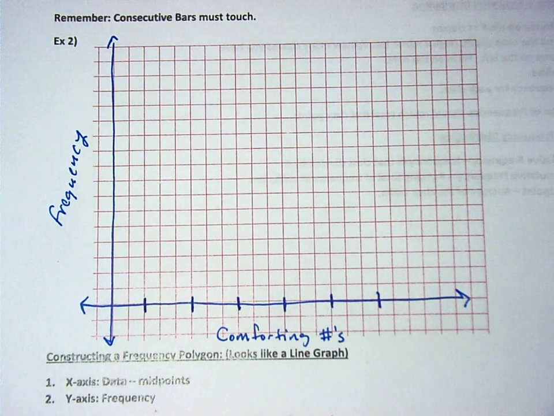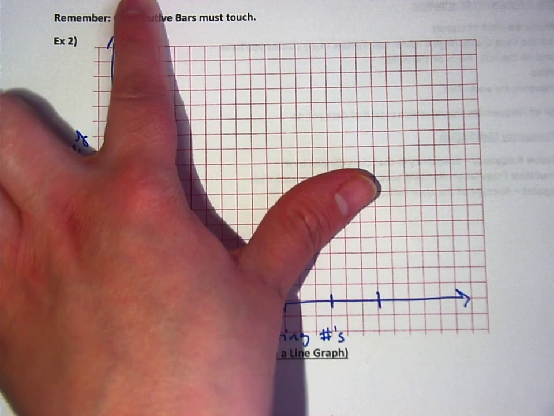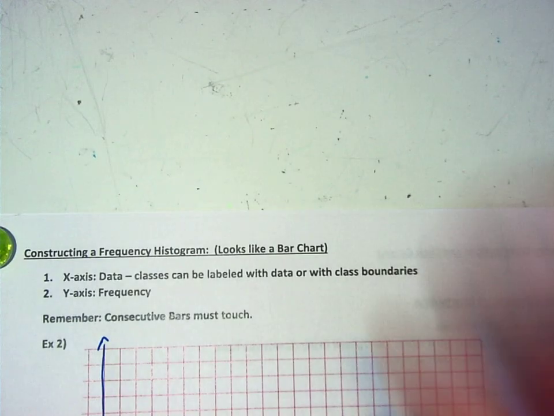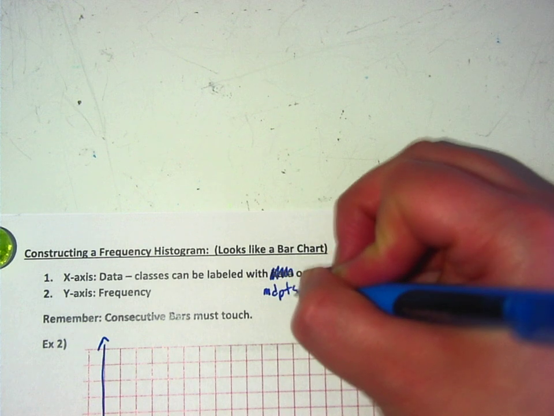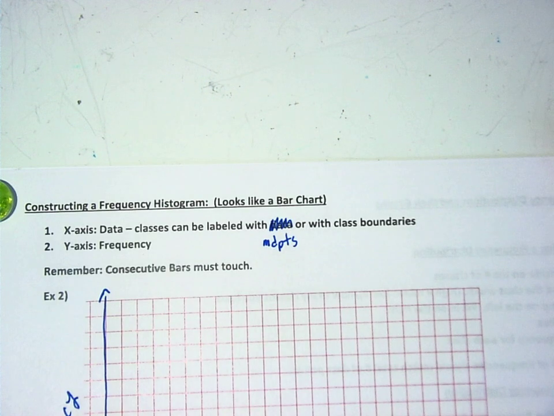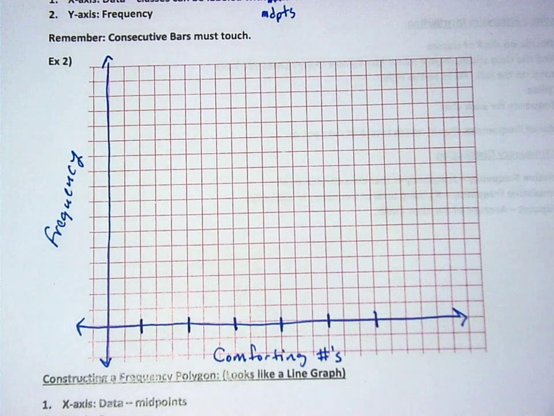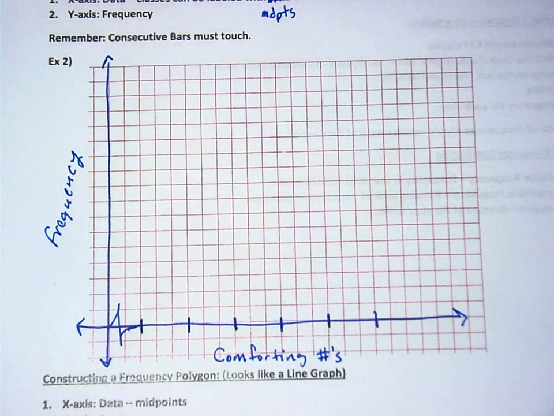Okay, now this time we're doing, oh, I wrote this wrong. The classes can be labeled with the midpoints. Fix this for me. Classes can be labeled with the midpoints in the middle or with the class boundaries. I'm going to do class boundaries for this one. I'm also going to break the axis, which I often do because I don't care to start at 0 or to make it look perfect.